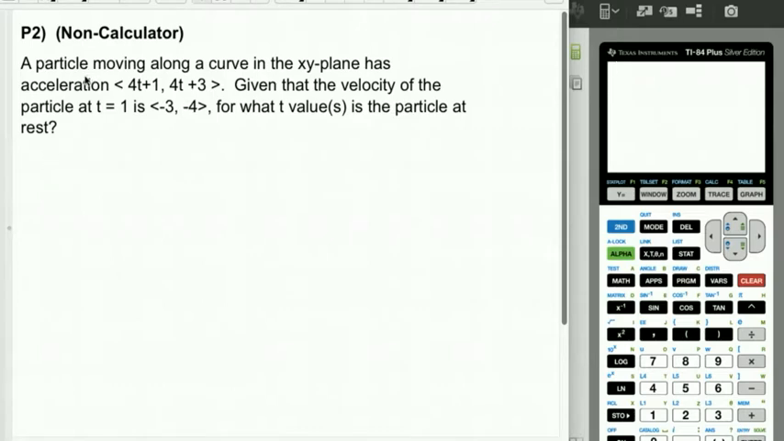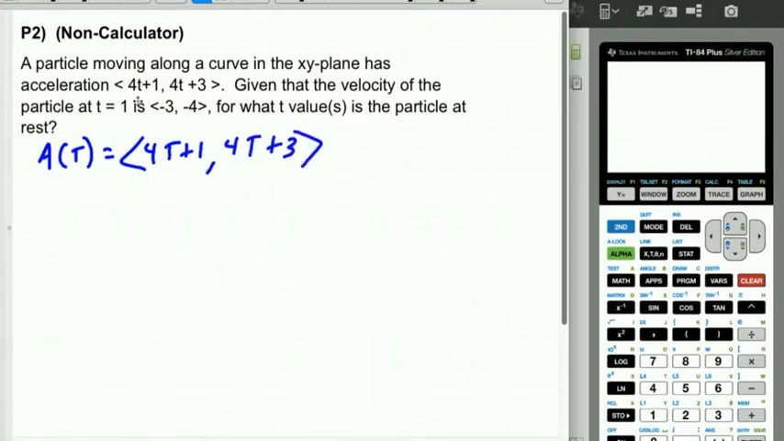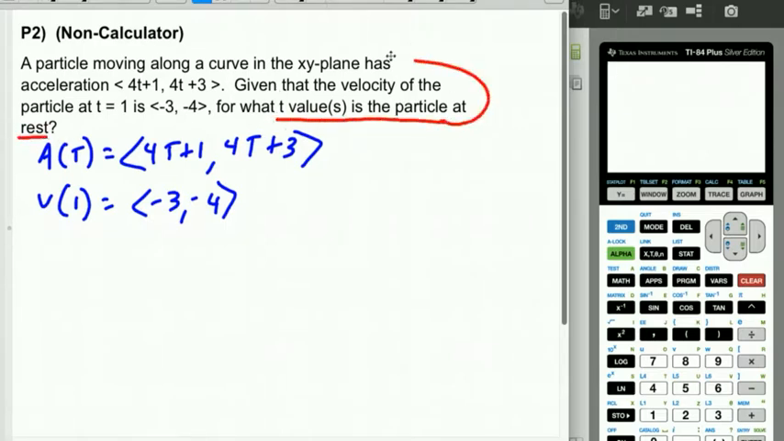So again, a particle is moving along this curve, and we are given the acceleration. So a of t is the vector 4t plus 1, comma 4t plus 3. We're given the velocity at t is 1, so v of 1 is a negative 3 and a negative 4, right? And we are asked, and this is the important thing, for what t value or t values is the particle at rest. Remember that what that's asking is you want when both x prime of t and y prime of t equal 0, right? They both have to be 0.